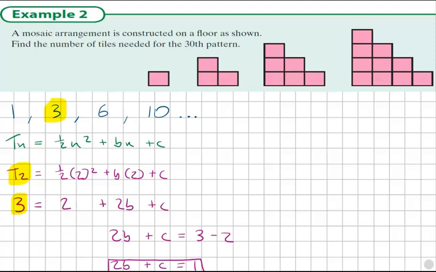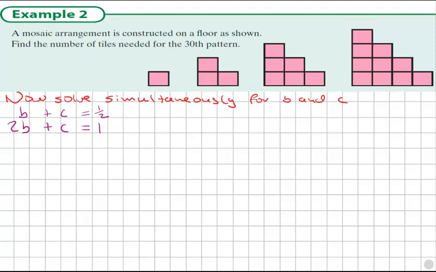So now we can use both equations to solve for b and c. So we're going to solve simultaneously for b and c. So we have b plus c equals a half and 2b plus c equals 1. So we're going to change the signs of one of the lines. It doesn't matter which one. I'm going to change the signs of the bottom equation. So the top equation stays as b plus c equals a half. And then we get minus 2b minus c is equal to minus 1.